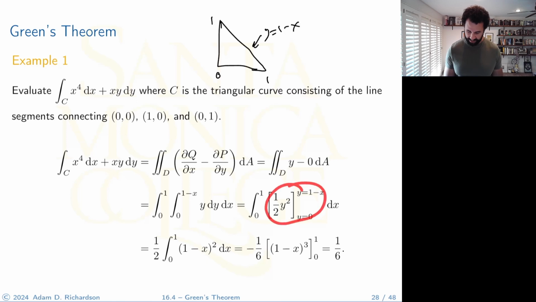And now we can do a simple double integral. FTC2 right here applied to y. And then we get this. FTC2 again applied to x. We get this. Plug in those numbers, take the difference, and you get 1/6. And that's it. Super cool stuff. So that's one of the reasons Green's theorem is so nice.